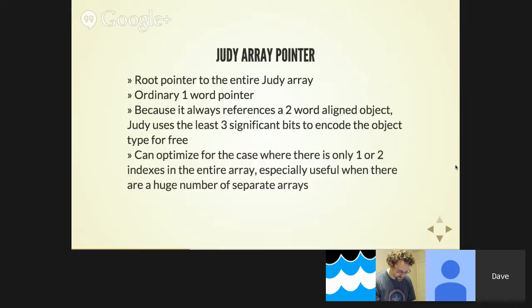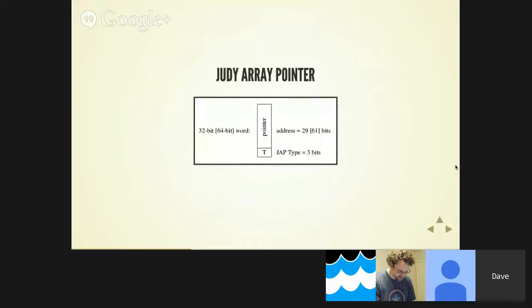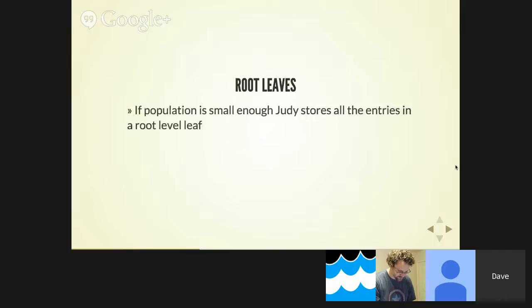What they use this for is to optimize for the case where there's only 1 or 2 indices in the entire array. It doesn't sound like much, but it's actually pretty useful if you're using a huge number of these arrays, like an array of Judy arrays. So it's a good way of efficiently, compactly storing that there's maybe only 1 or 2 things in here. It's pretty basic. You just have your 32 or 64-bit word. In this talk, we'll mostly be talking about 32, but most of these apply to 64, with a few differences. The address takes up 29 bits, and they encode the type in its low order 3 bits.